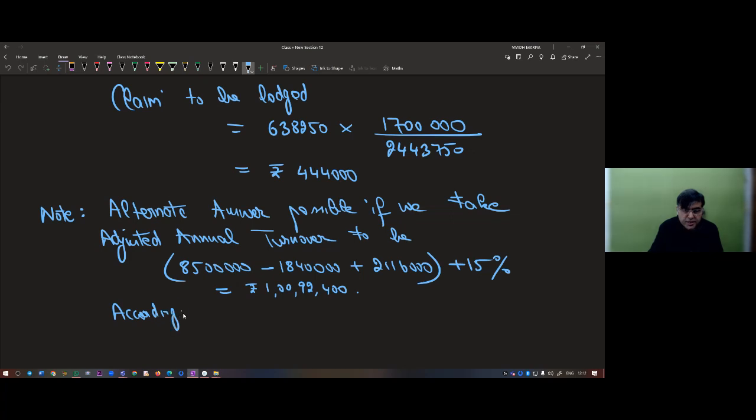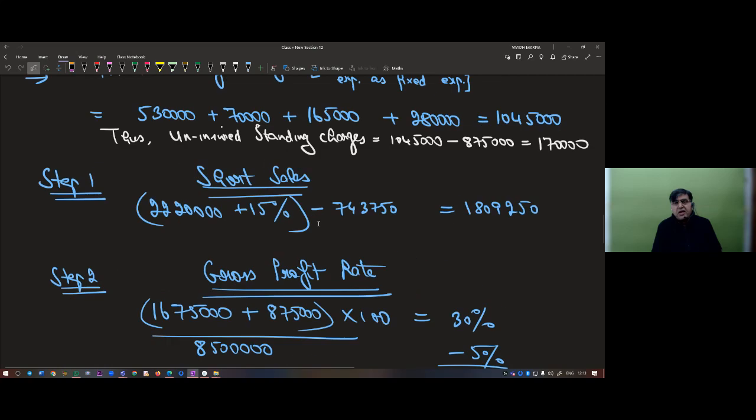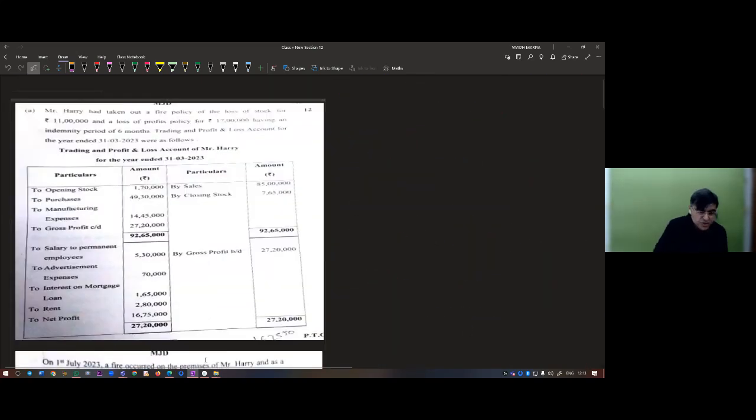Accordingly, gross profit amount, gross profit amount and claim amount will differ. It is a beautiful answer, guys. Your patience and hard work, it is done.